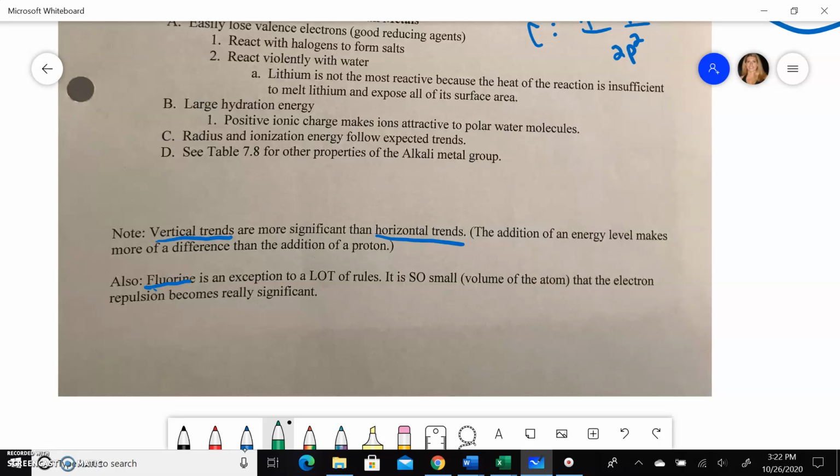And be careful with fluorine. You'll notice that it's an exception to a lot of rules, and that has to do with its size, that it's just so small that the electron repulsion becomes more significant. So just be careful with fluorine. And that is it for Chapter 7.